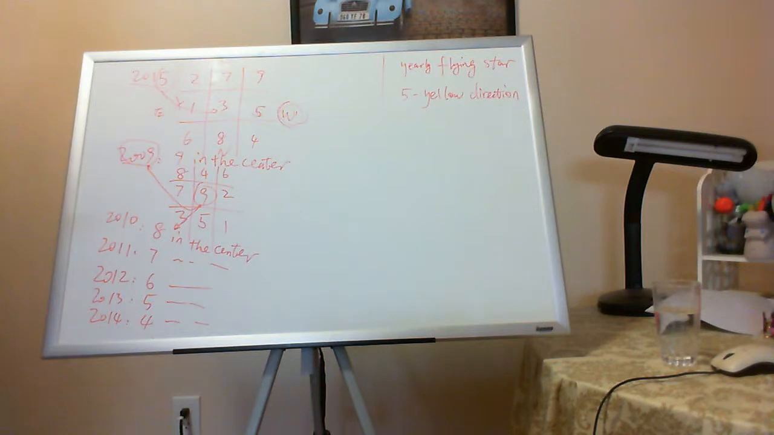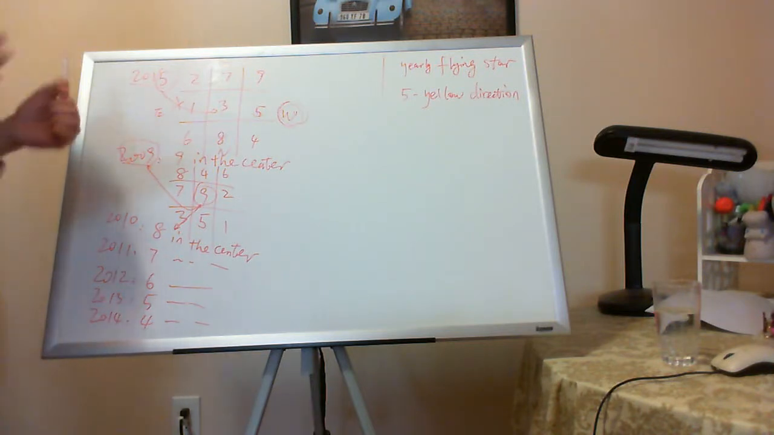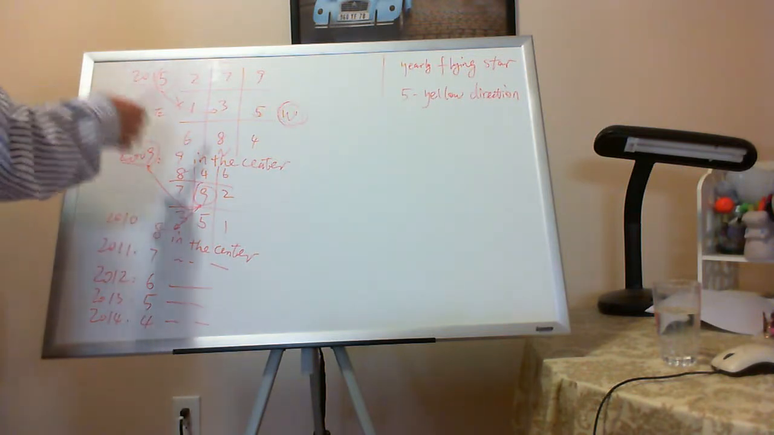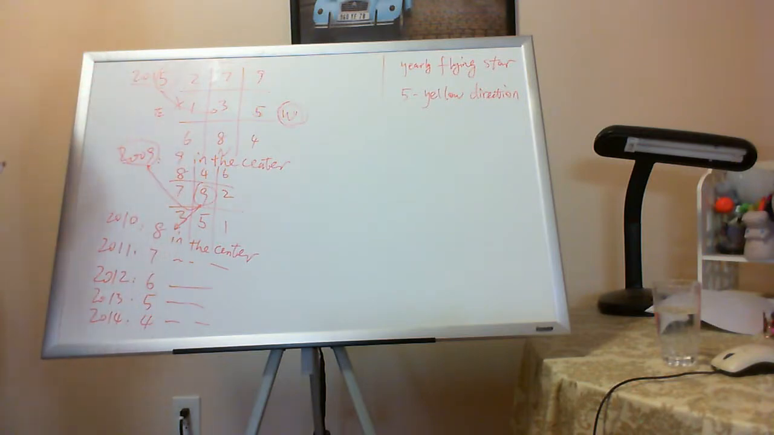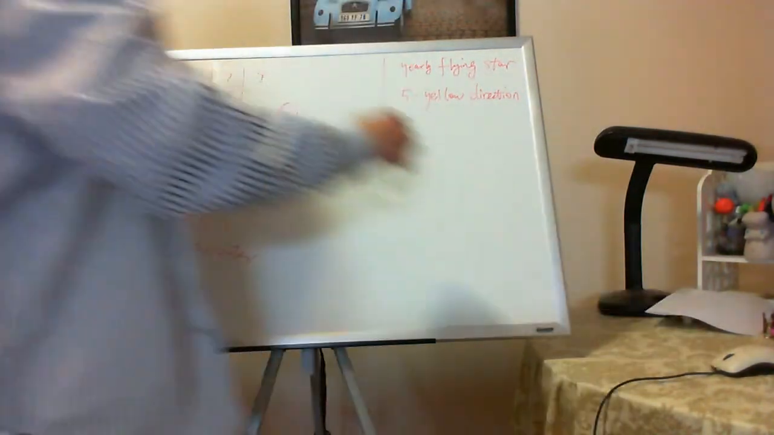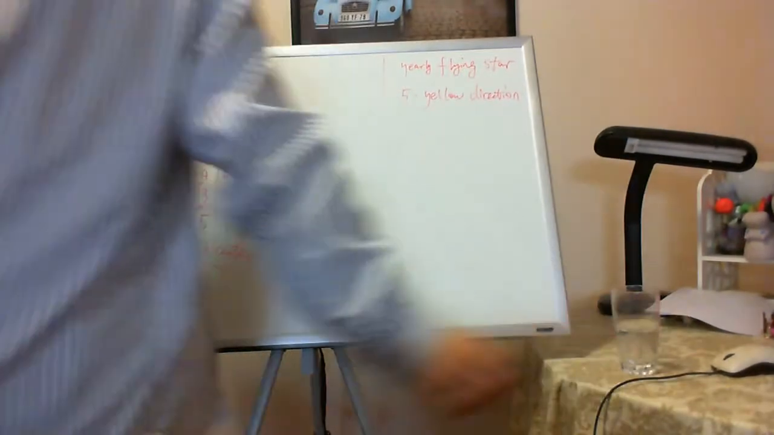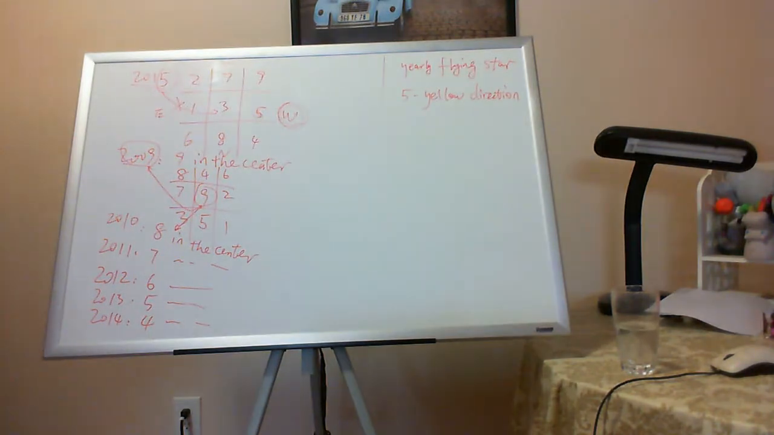So when you do the analysis using the yearly flying star map, you have to combine it with the flying star map of your house or your office. It's not the most correct way to make predictions purely based on the yearly flying star map. I will show you one example, then it would be clear.